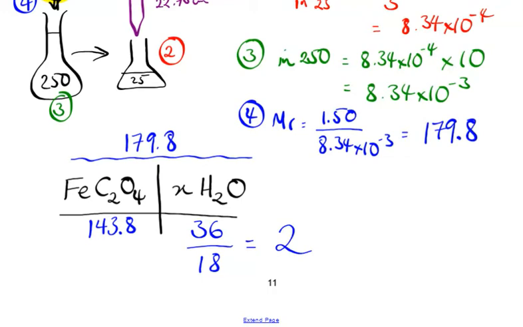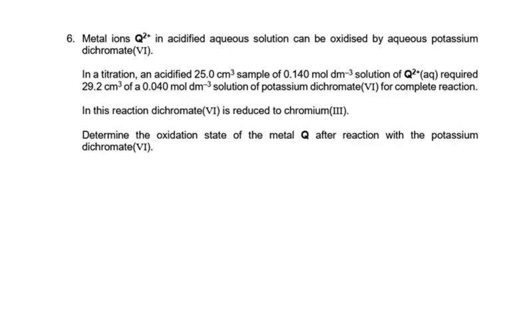This final example is quite difficult and a little bit different, and it's to do with electrons and reacting ratios. So we're told that we've got this metal Q, and it's in the form of Q2+, and what we're going to do is oxidize Q by using our old friend potassium dichromate(VI), and it's acidified.